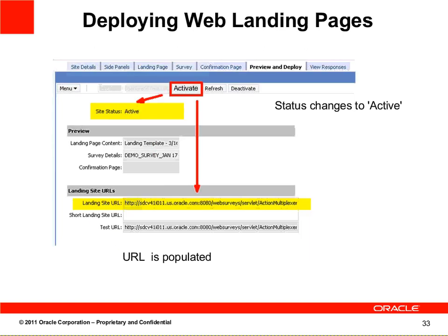To make it active, you click Activate, and you will see that the site status is going to change from inactive to active, and the landing site URL is going to be populated.